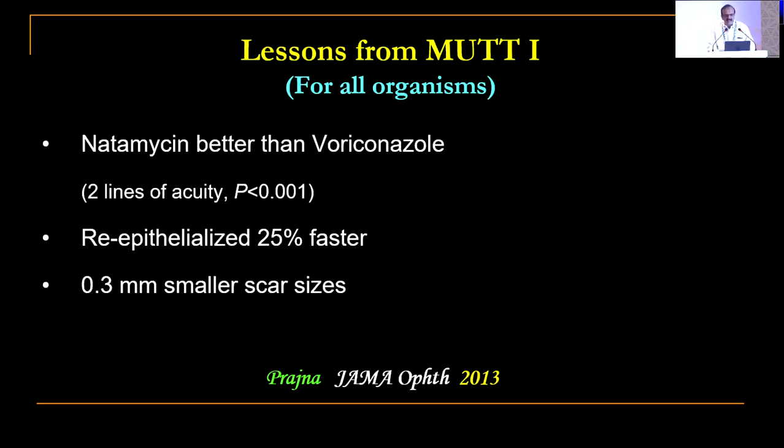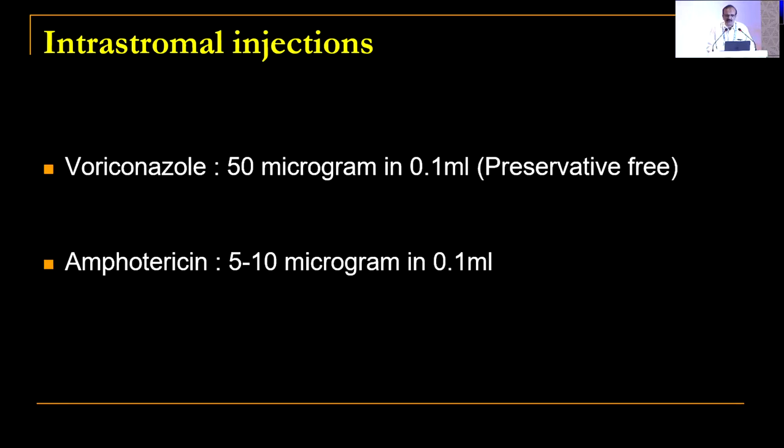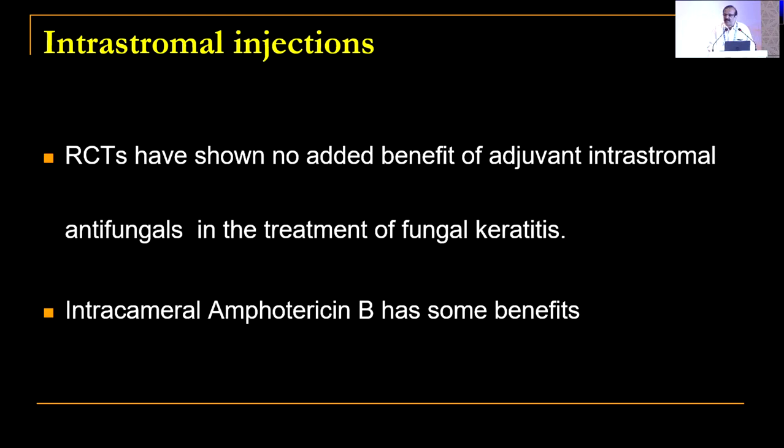In the study we did, we found that natamycin was better than voriconazole, and the difference becomes much more stark between Fusarium and Aspergillus. In Fusarium, there is no doubt that natamycin is a much, much better drug than amphotericin. Intrastromal, the dose of voriconazole is 50 microgram in 0.1 ml, and amphotericin also has been suggested even though it's toxic. But randomized controlled trials have shown no added benefit of adjuvant intrastromal antifungals. Though it has been postulated that if you use intracameral instead of intrastromal, amphotericin B has some benefits.